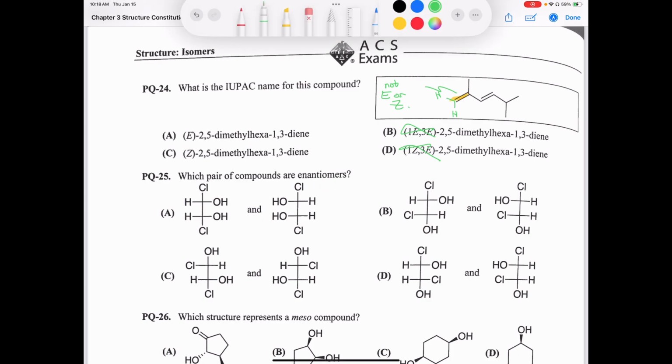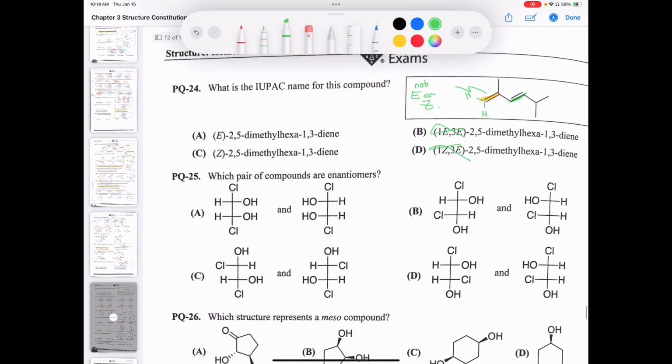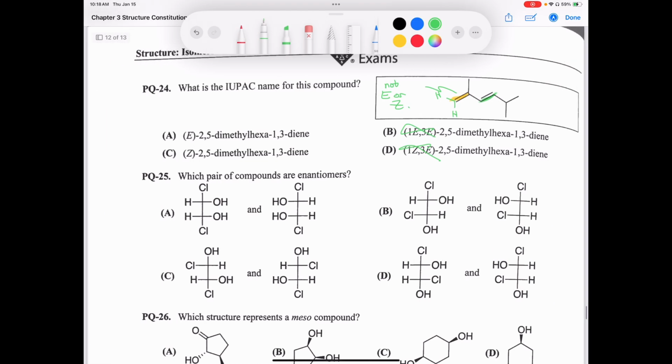So now we only have to focus on the other double bond, this one here, and answer, is this an E or a Z compound? Well, we can clearly see it's an E compound because it's trans, okay? You have the two hydrogens like this, right? So the answer is going to be A. It's going to be E-2,5-dimethyl-hexa-1,3-diene.